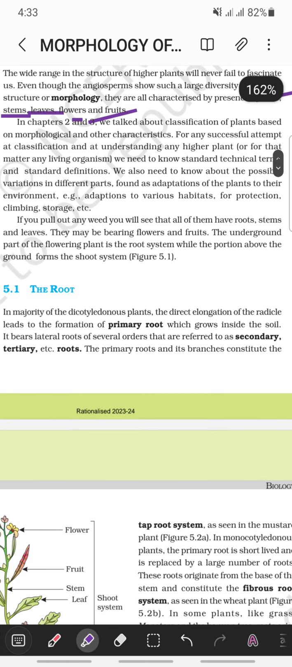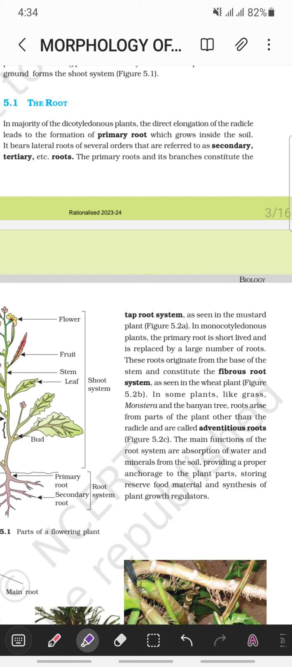If you pull out any weed, you will see that all of them have roots, stem and leaves. They may be bearing flowers and fruits. The underground part of the flowering plant is the root system, while the portion above the ground forms the shoot system.